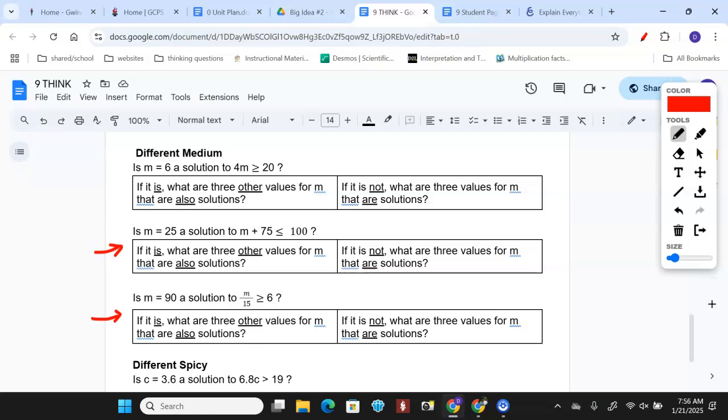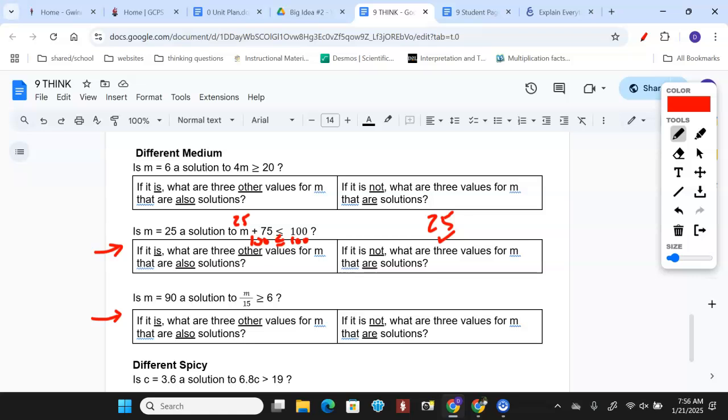All right, let's check this one out here. Is m equals 25 a solution to m plus 75 less than or equal to 100? Let's check. Let me use some substitution here. If I put 25 in for my variable, 25 plus 75 is 100. Is that less than or equal to 100? Yes, it is. So 25 is equal to 100, and in this case, that's okay because we've got the little equal sign in our inequality statement. So 25 is a solution.